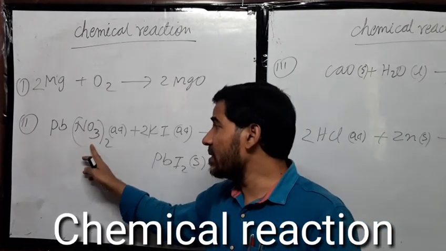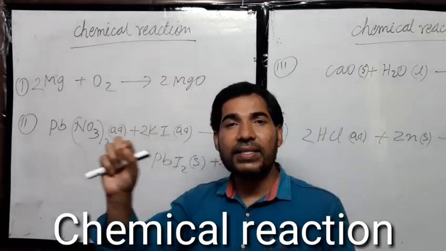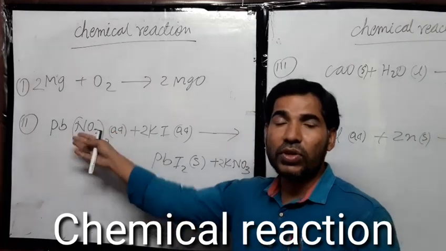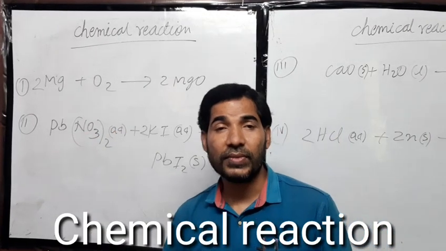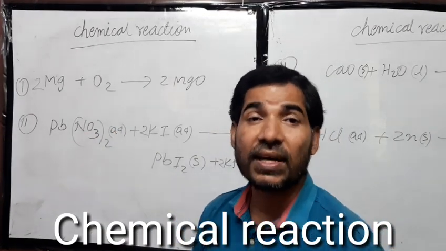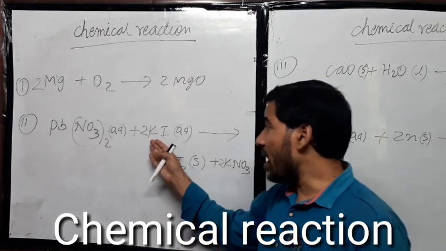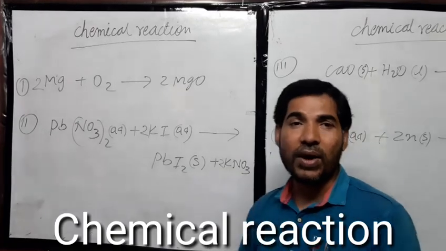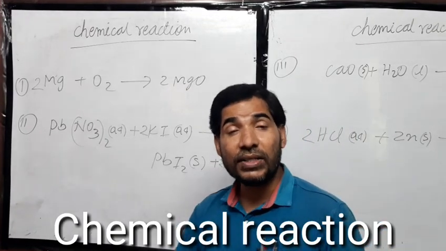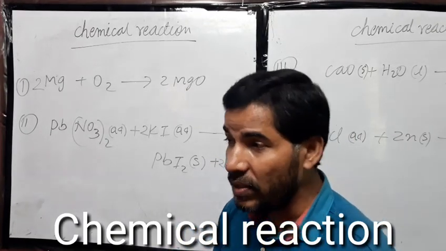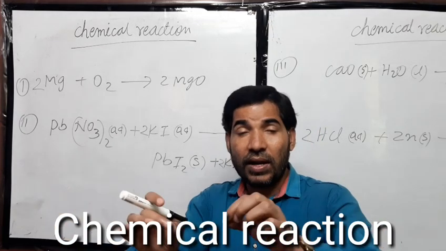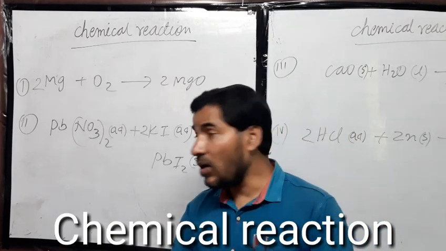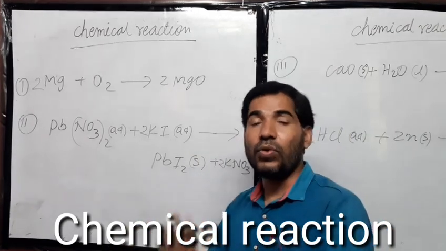Lead nitrate is a colorless solution. Here we have taken an aqueous solution of lead nitrate, which is colorless. We have taken potassium iodide, meaning an aqueous solution of potassium iodide, which is also colorless. But when we pour both colorless solutions into a single container, the color of the solution turns yellow.